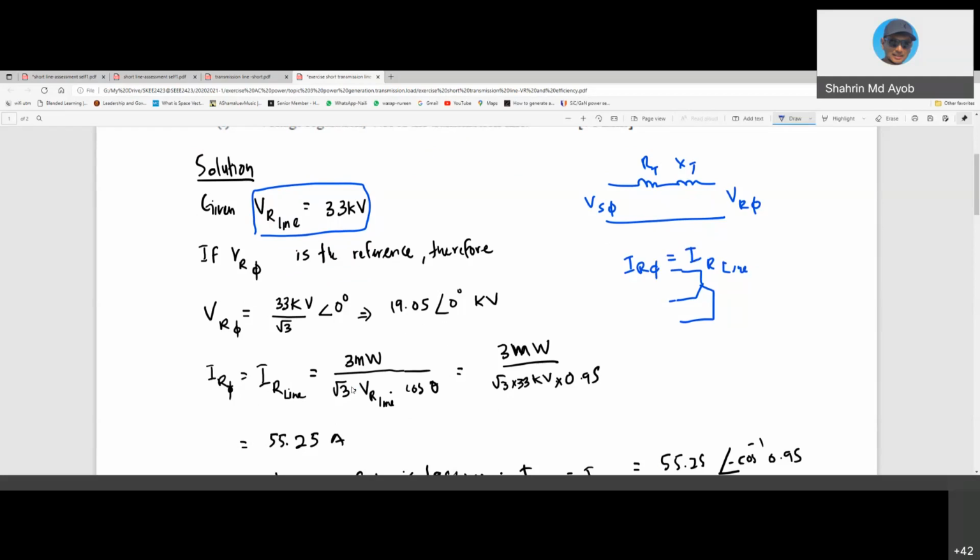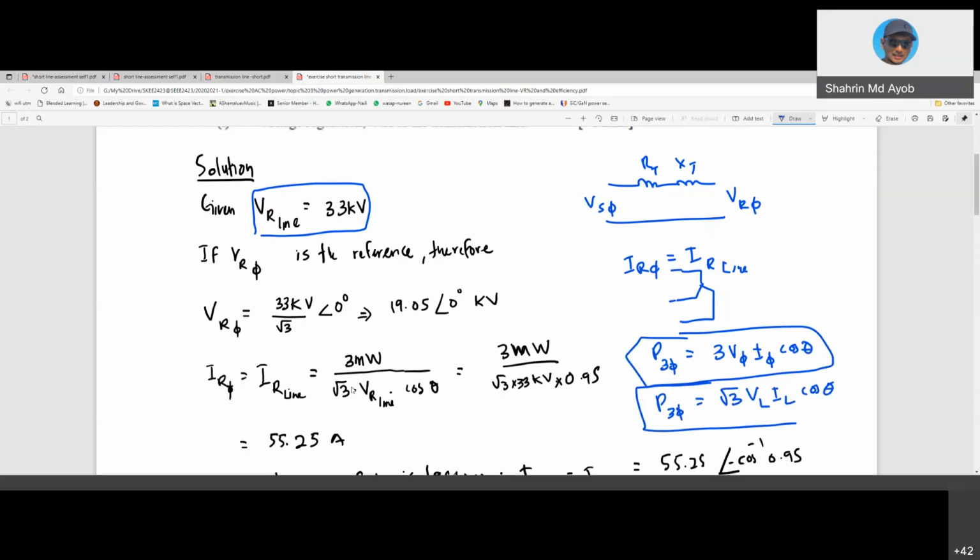From this equation, you know that the three-phase power is equal to 3 multiplied by V phase multiplied by I phase cos theta. Or you can also use this equation, which is square root 3 V line I line cos theta. In this example, I use this one. You can use the first or the second one, it's up to you.